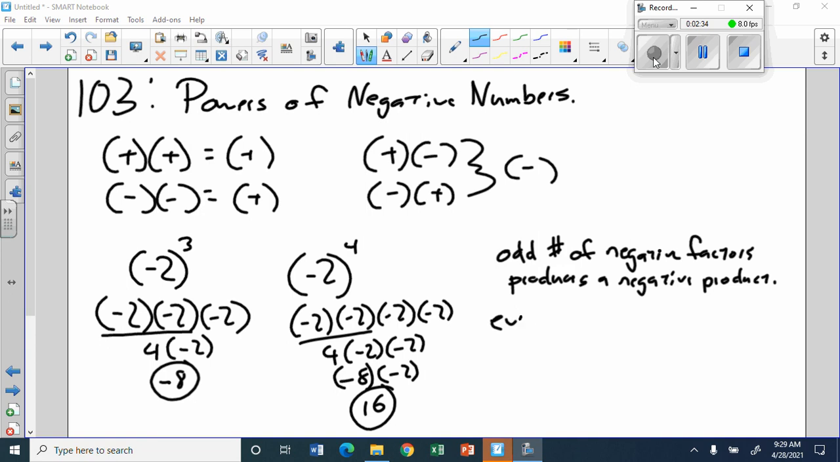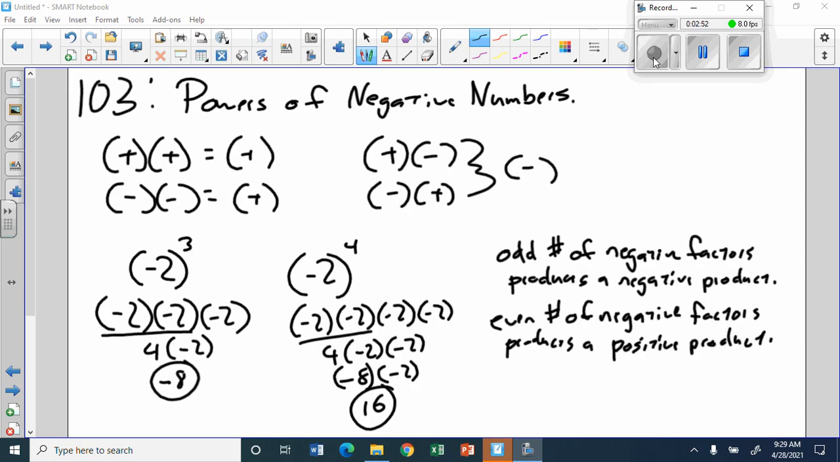But an even number, this one doesn't apply. An even number of negative factors produces a positive product. I don't know how we can fit that one in life.